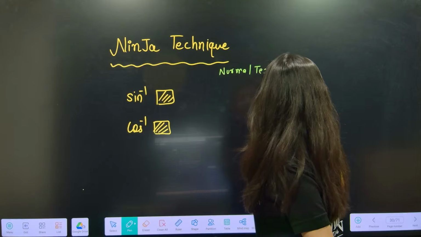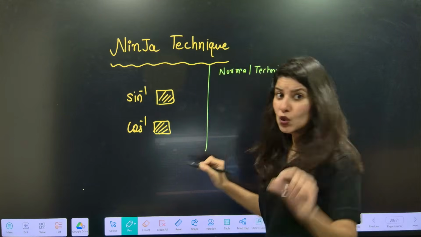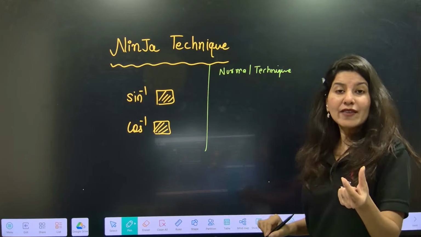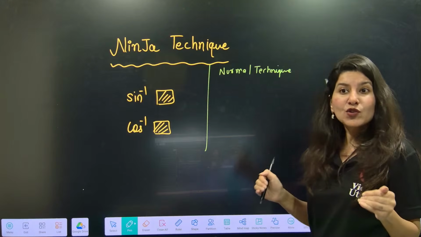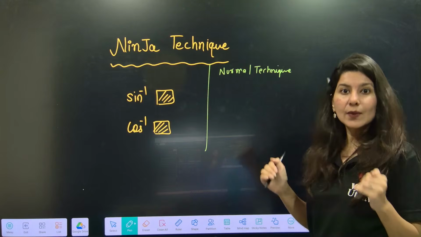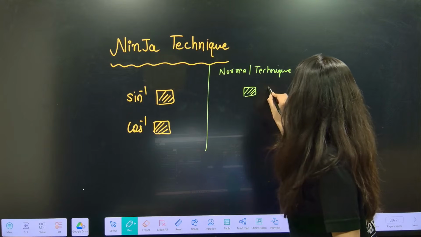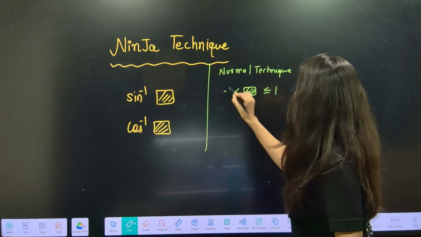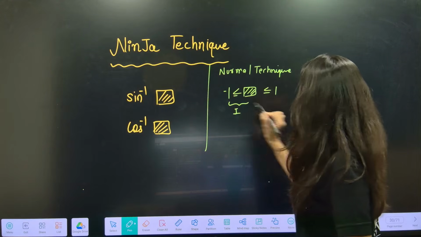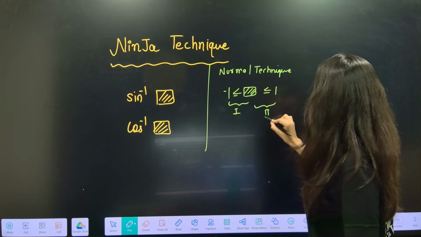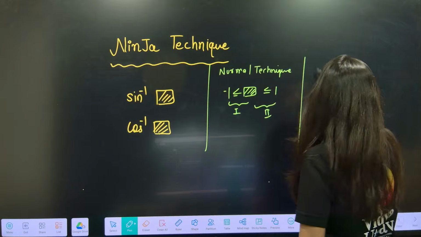The normal technique will be a little lengthier. It involves dual inequality, so you have to solve two different inequalities and then two different methods of intervals. It will take a lot of your time. The normal method is that this expression is lying between 1 and minus 1. This is your first inequality, you solve that. Then the second inequality, you solve that and eventually take the intersection. A lengthier process.